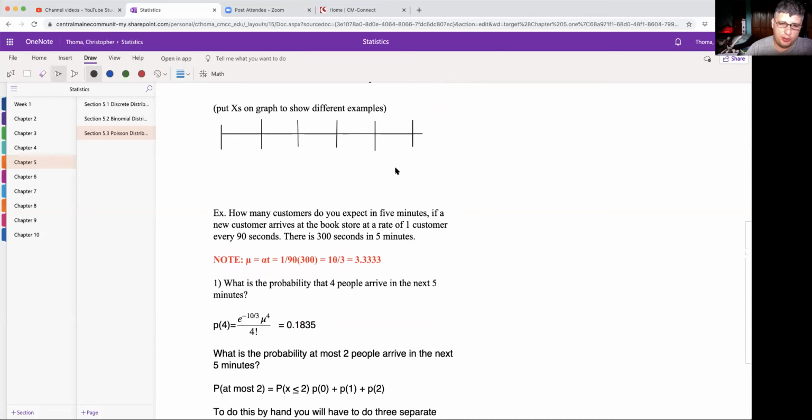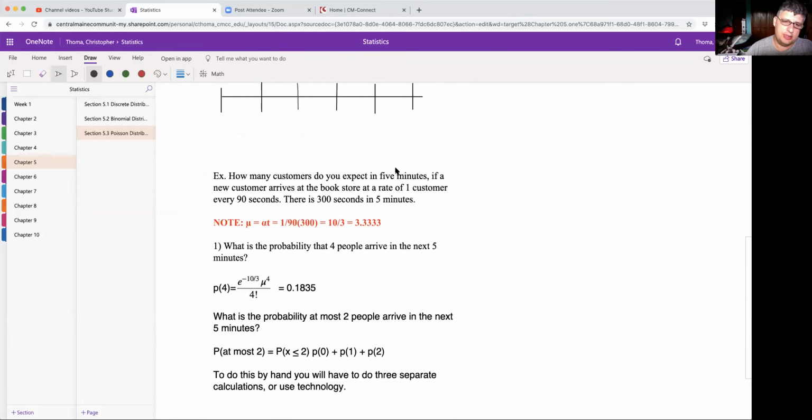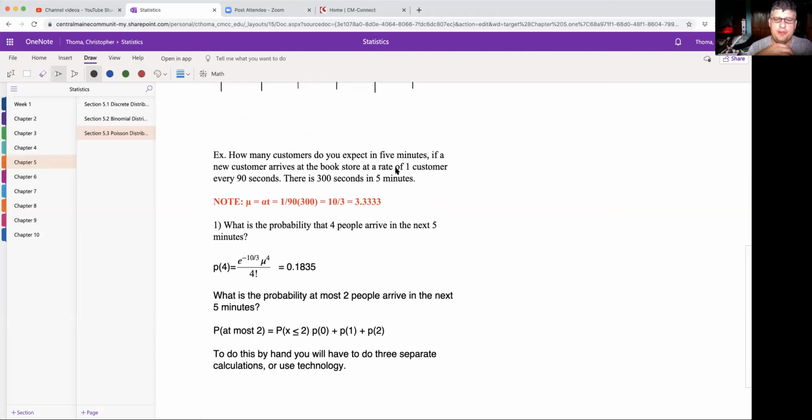So an example of a Poisson process, we'll stick with the bookstore case: how many customers do you expect in 5 minutes if new customers arrive at the bookstore at a rate of 1 customer every 90 seconds? We have to remember to keep our labels the same. So there are 300 seconds in 5 minutes. So what is the probability that 4 people arrive in the next 5 minutes?